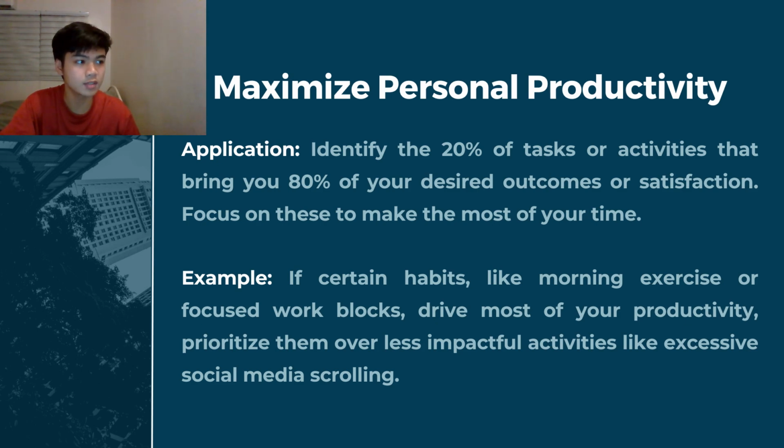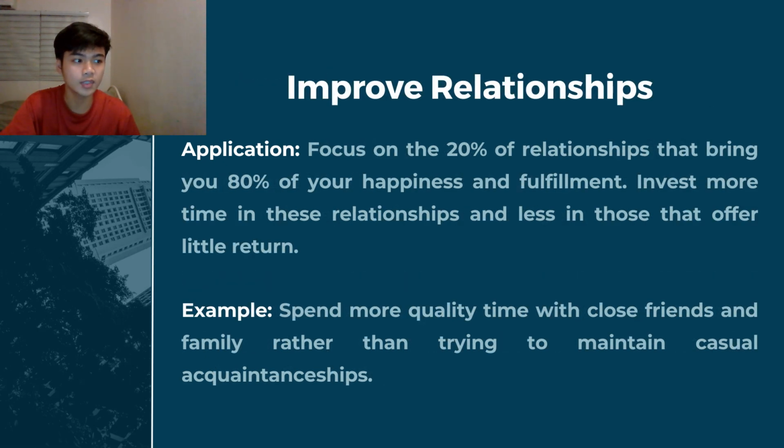The next one is improve relationships. In application, focus on the 20% of relationships that bring you 80% of your happiness and fulfillment. It's about yung ginagawa mo, kung ano yung nagpapasaya sa'yo. So, for example, spend more quality time with close friends and family rather than trying to maintain casual acquaintanceships. So, kung titignan mo mas mabuti, mas maganda talaga na mag-spend ka ng mas maraming time sa iyong mga friends and family.